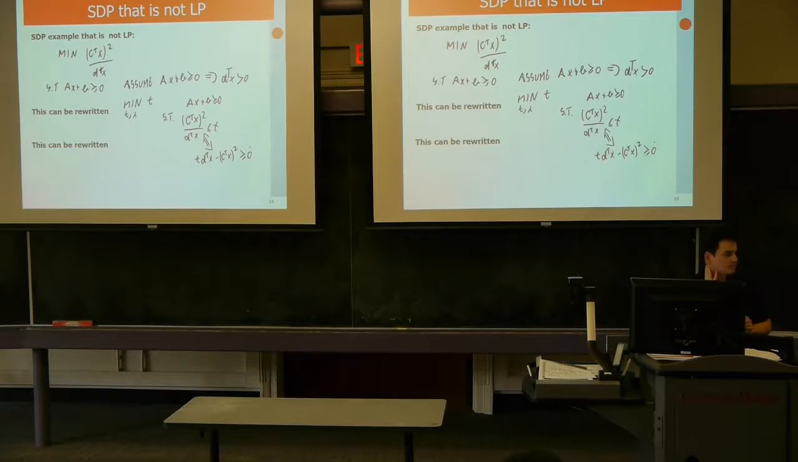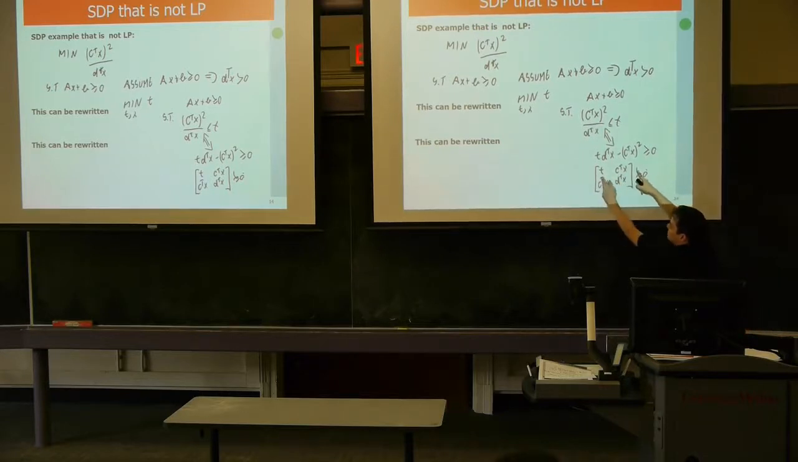And what should we do now? Right, so I want to rewrite this as the matrix with t, c transpose x, d transpose x being PSD. So you can prove that, let's come back. This is non-negative if and only if this matrix is PSD, because we assume that d transpose x is positive. This is positive. And what's the determinant of this? It is t times d transpose x minus c transpose x squared.